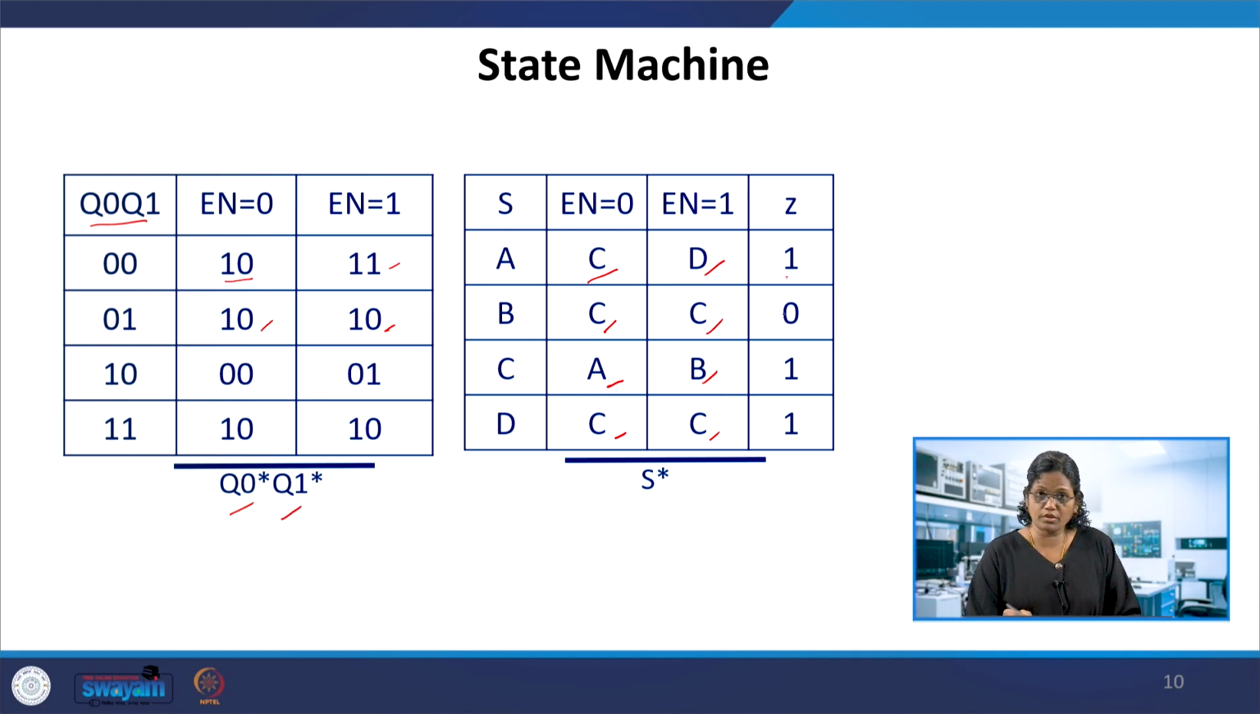And what is the output using the output equation? Finding out for this 0 0, what is the output? So the current state, what's the output? When it is 0 0, the output is 1, or 0 1 1 1. So this is S star, then the next state, and this is the output for the state machine.